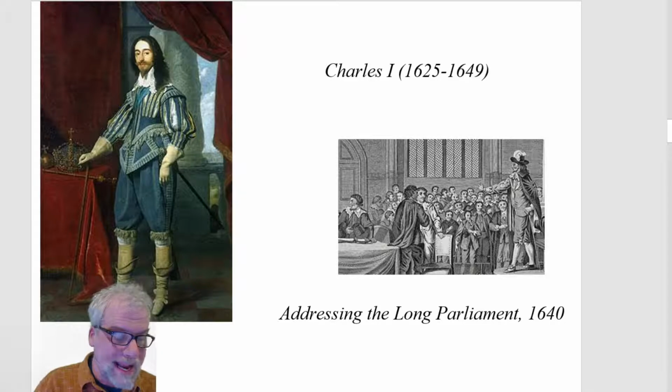Parliament issues a grand remonstrance to King Charles I, summarizing their grievances. And the king then tries to invade Parliament. And this is the beginning of the English Civil War.